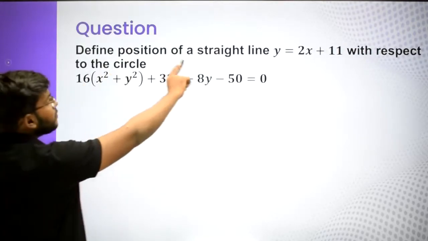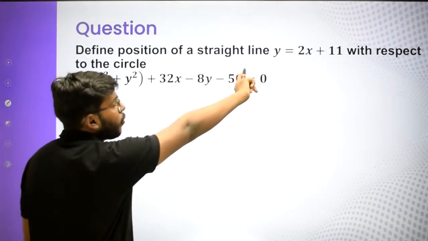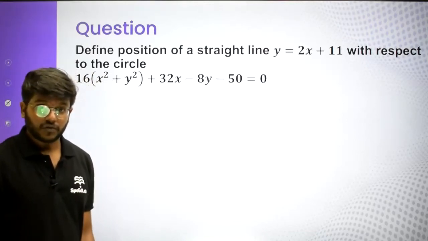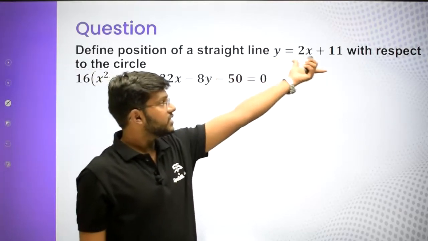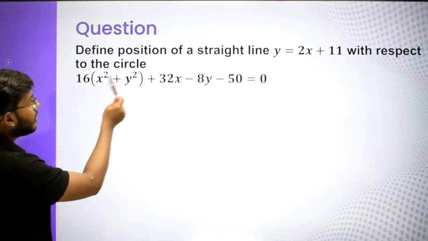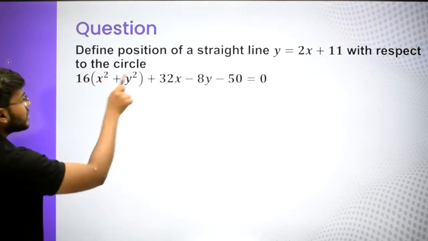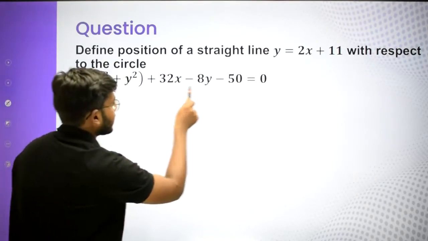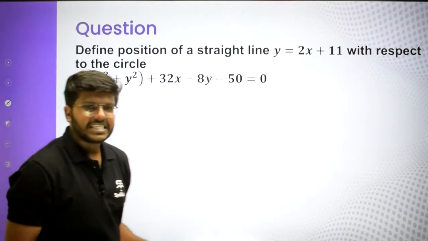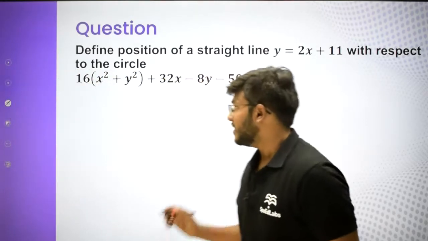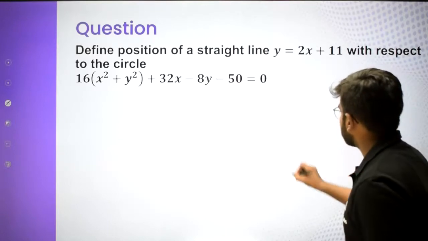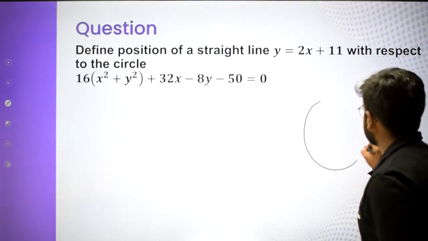Alright, define the position of a straight line y equal to 2x plus 11. So we have a straight line whose equation is y equal to 2x plus 11. You have to define its position with respect to this circle. Okay, so it's a very easy, straightforward question for your understanding. So we have a circle, let's suppose this is a circle.